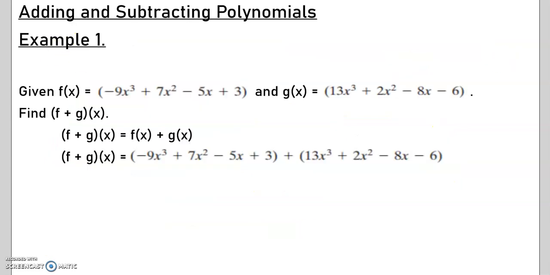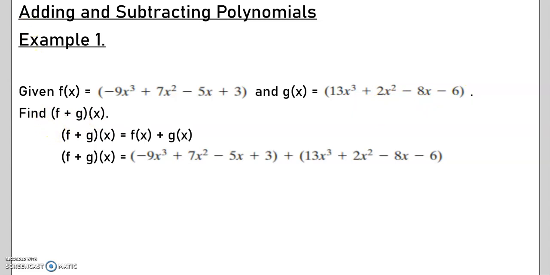Now let's practice adding and subtracting polynomials. So here, how these questions are going to be written. It's going to say, given f of x equals negative 9x cubed plus 7x squared minus 5x plus 3, and g of x equals 13x cubed plus 2x squared minus 8x minus 6.